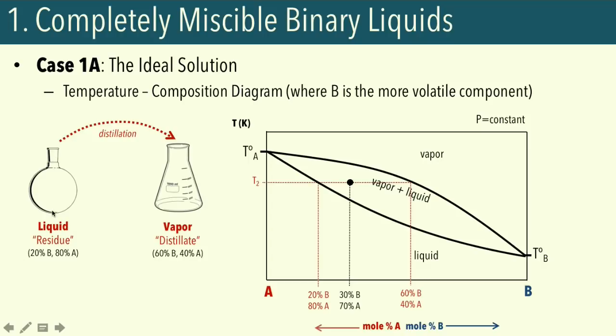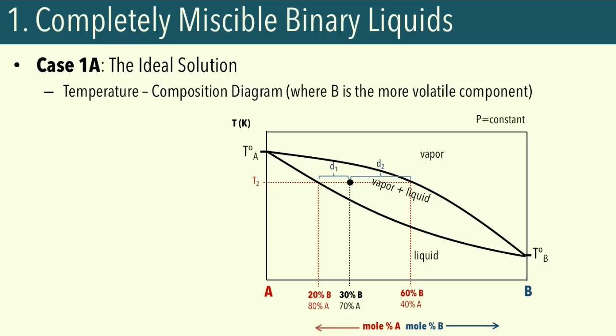Okay, so overall you have some degree of separation that occurs. Your distillate becomes richer in the more volatile component, whereas your residue becomes richer in the less volatile component. Of course, this only tells us the corresponding compositions of our residue and our distillate, but it doesn't really tell us how much of each we actually have. We could calculate that using the lever rule.